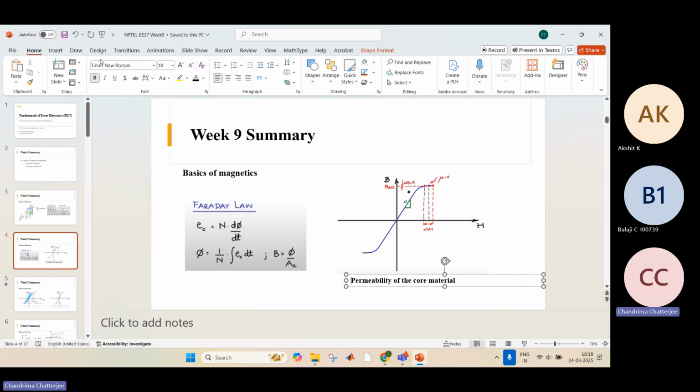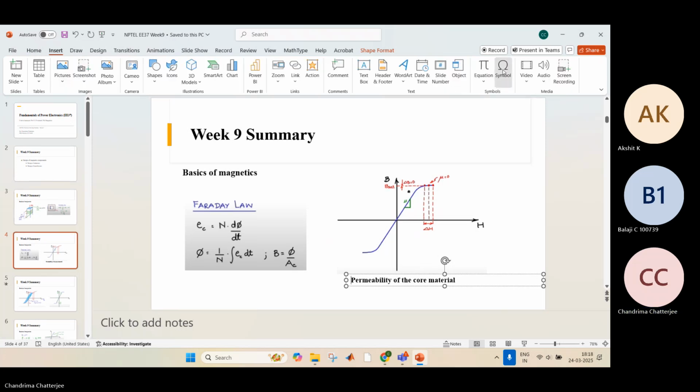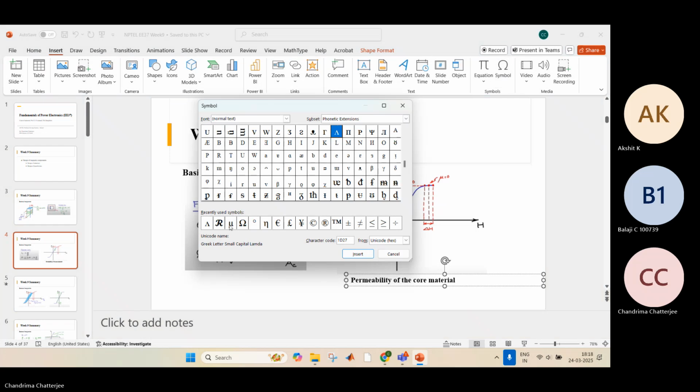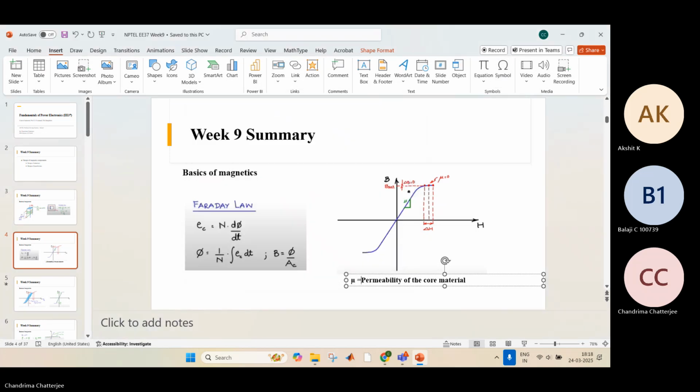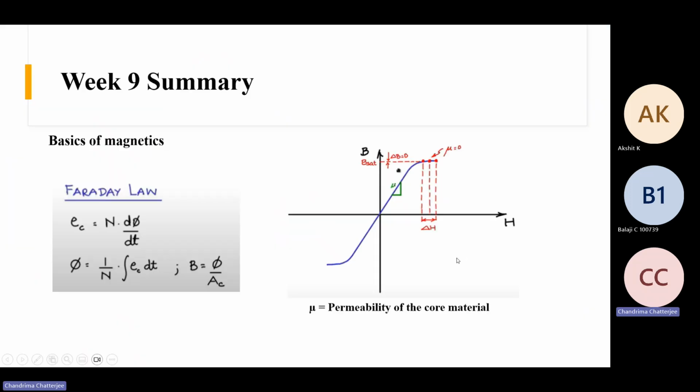So this is mu. And as you change the core material, the mu value varies.